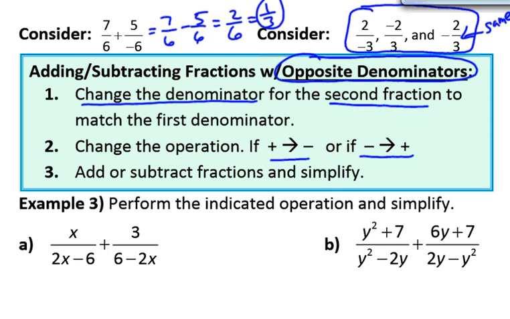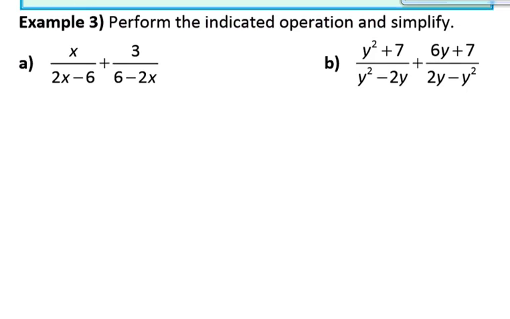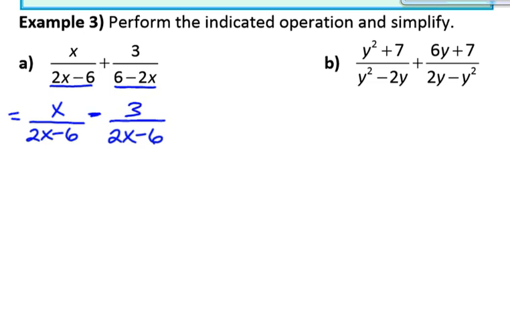So example 3. Notice that we have 2 minus x and then 6 minus 2x. Those are not the same, they're just simply opposites. So if you see that these are opposites, then keep the numerators the same. And actually the first fraction is going to stay exactly the same. And on the second fraction, you're just going to flip it to make it look like the first one. But remember, when you do that, you change the sign. So instead of adding, we're now subtracting these two fractions.